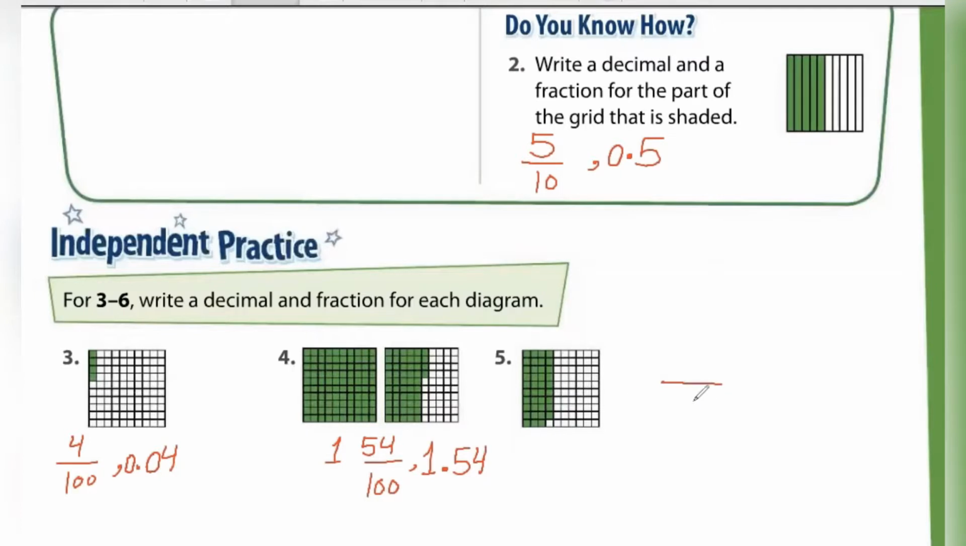Number 5, the denominator will be 100. And here 10, 20, 30, and here 40 minus 1, it will be 39. Now I will put 39 as it is. After 2 digits, I will put the decimal point. 1, 2, put the decimal point. And in the whole part, just put 0. We don't have a whole part.